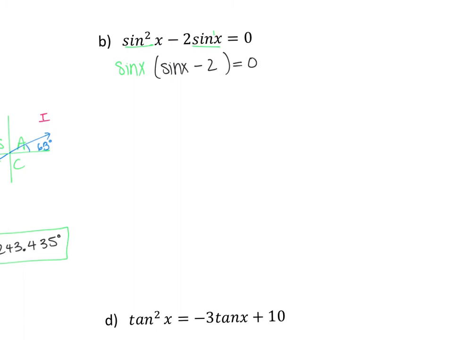So this side is set equal to 0. So I can set each of the factors equal to the side on the right. So sine of x equals 0, and sine of x minus 2 equals 0. So I'm setting each factor equal to 0. Now this one's already done because I just have to figure out when does sine equal 0.